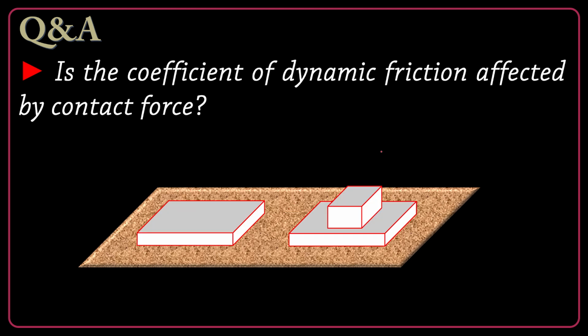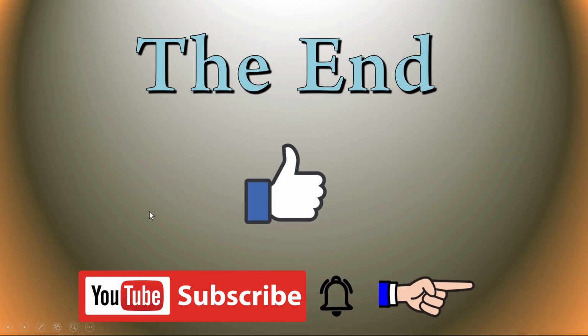The next question, is the coefficient of dynamic friction affected by contact force? In many textbooks, the introductory textbooks in high school, the answer is no. But indeed, yes, if you make the object with the same nature of surfaces in contact but heavier, sometimes the mu d is affected. But for the time being, in high school, we usually ignore it and we say mu d is always the same.